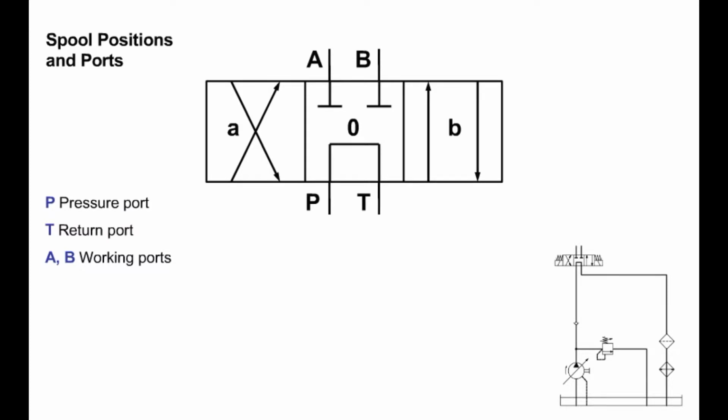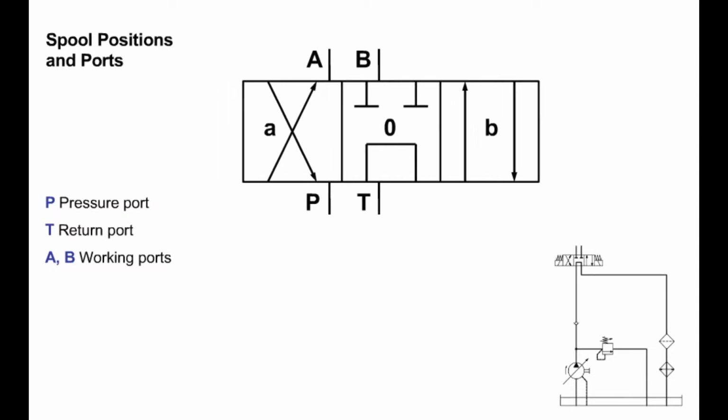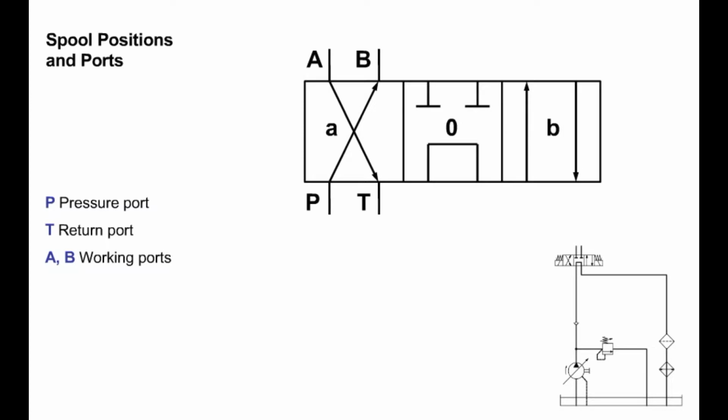In spool position 0, the working ports of the directional control valve are closed. With the valve switched to this position, any flow supplied by the pump will be fed through port P and directed back into the tank. In spool position A, flow is directed in accordance with the crossed arrows. In other words, the flow is directed from port P to B and from port A to T.